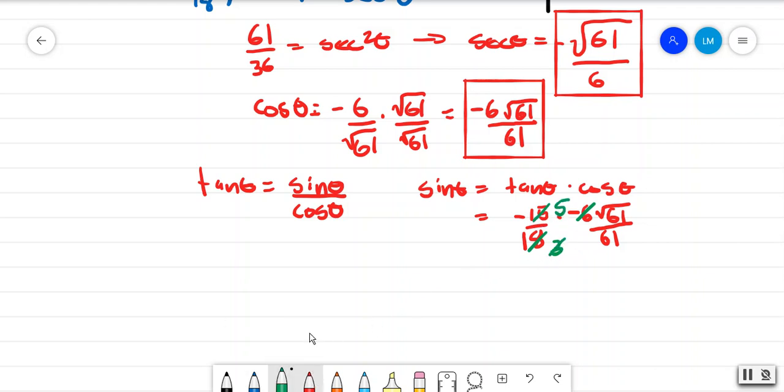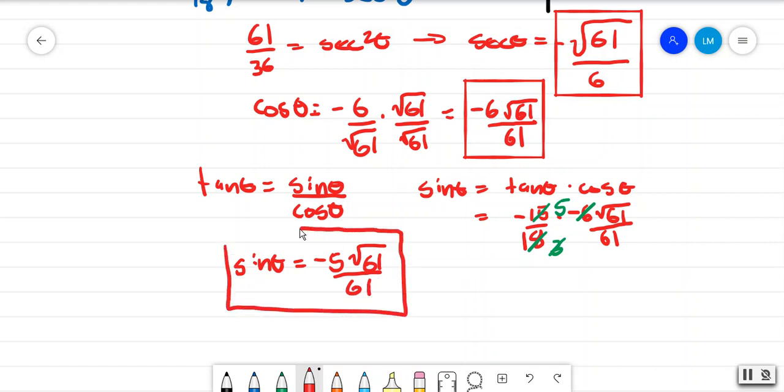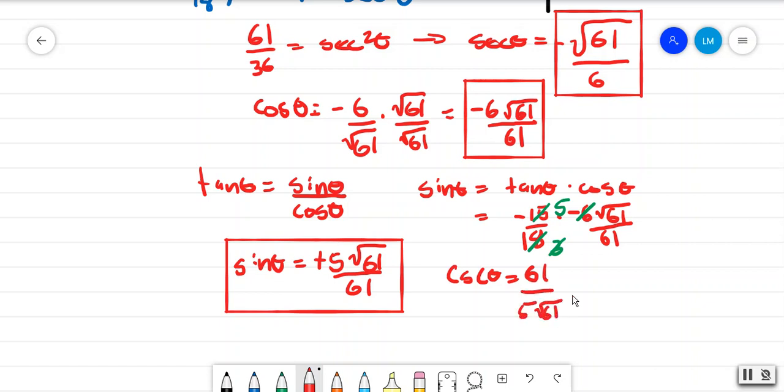So that means that sine theta is equal to negative 5 root 61 divided by 61. So we found sine theta, which by this process we can actually find cosecant. So cosecant of theta is just going to be, that should be positive. That's going to be 61 over 5 root 61. But if you simplify this, basically you'll find root 61 over 5. So that gives us cosecant of theta.